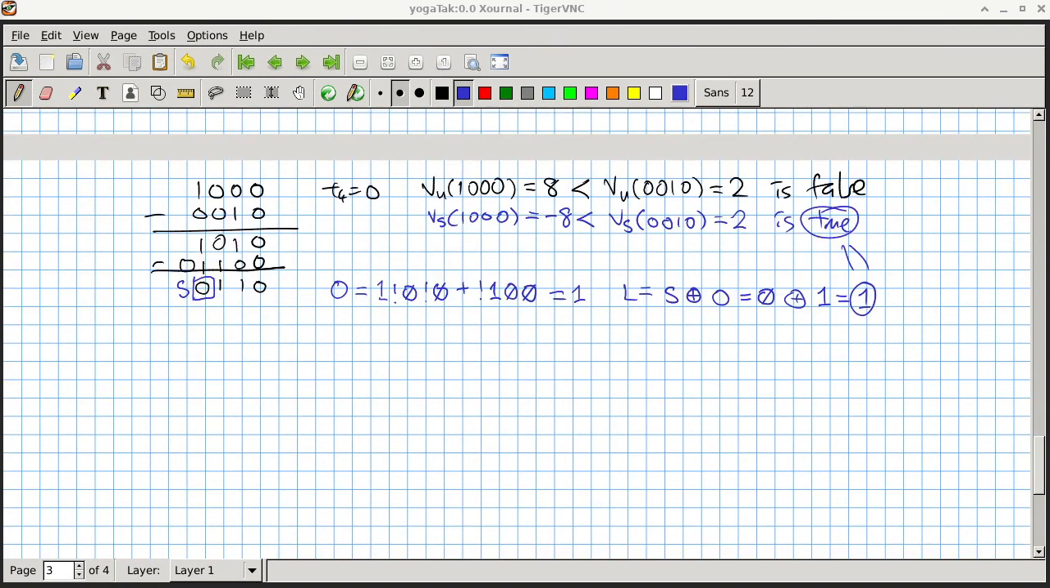Okay, so the question that was asked is, if T4 is a 0 and L is a 0, does that mean the two values are the same? The answer is no. So the question is, how do we construct a case like that? We want the signed and the unsigned interpretation to be both false, or not less than. Oh, that's an easy one. 0001 minus 0000. That will illustrate this particular example.